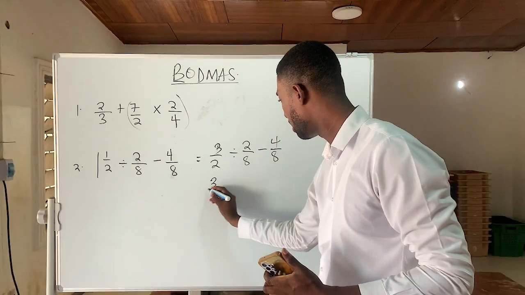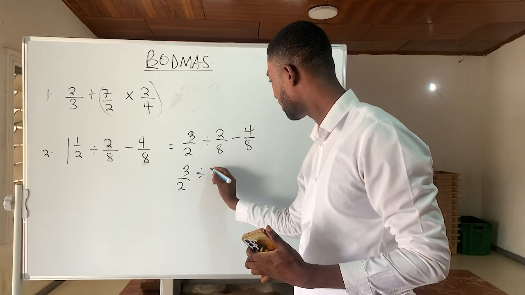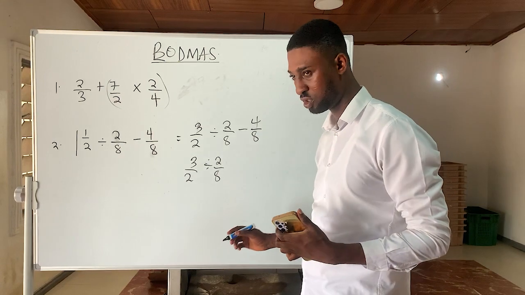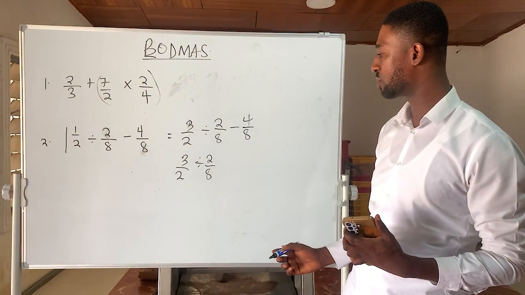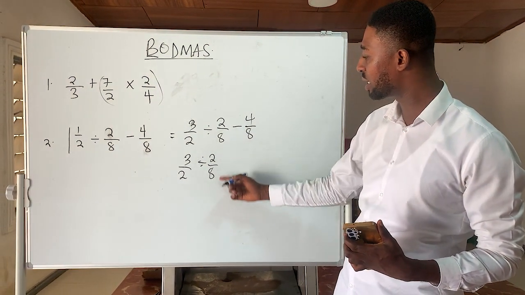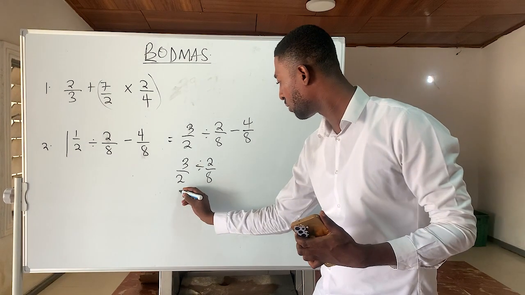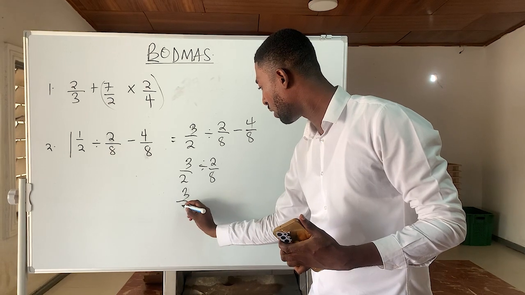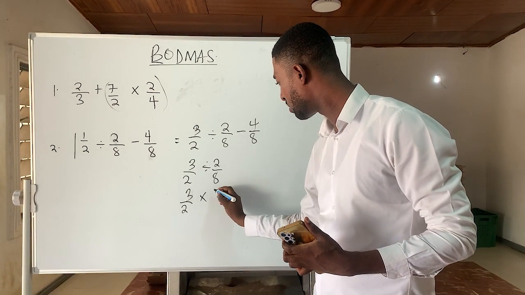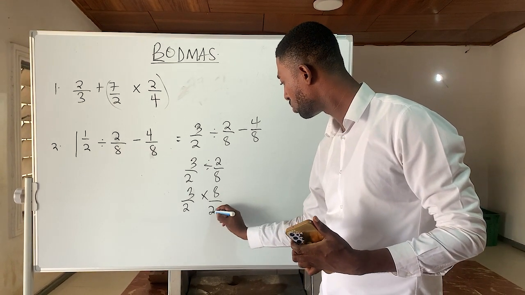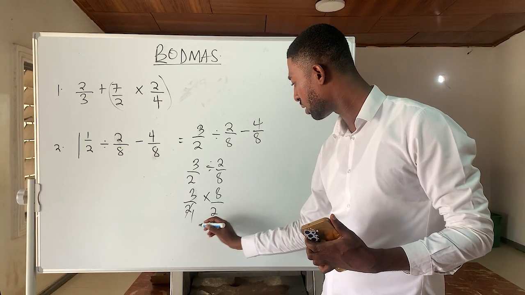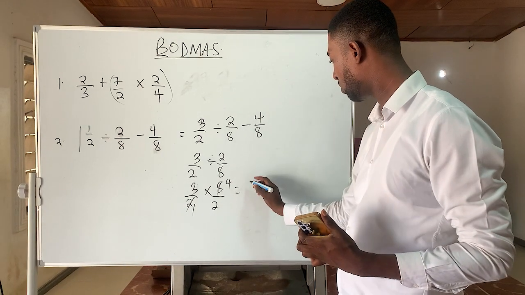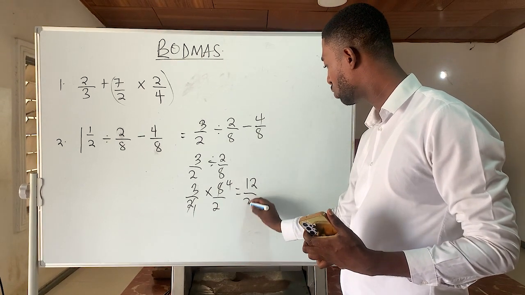So 3/2 dividing 2/8. And whenever you want to divide fractions, you have to change the division to multiplication, then you reciprocate this side. We are going to have 3/2 times 8/2. Now 2 will go here 1, 2 will go here 4. So we are going to have 3 times 4, which is 12/2.